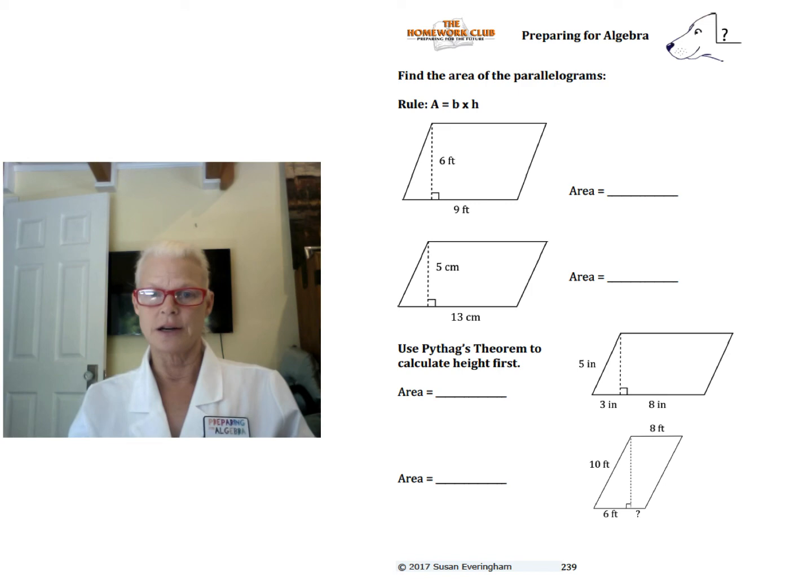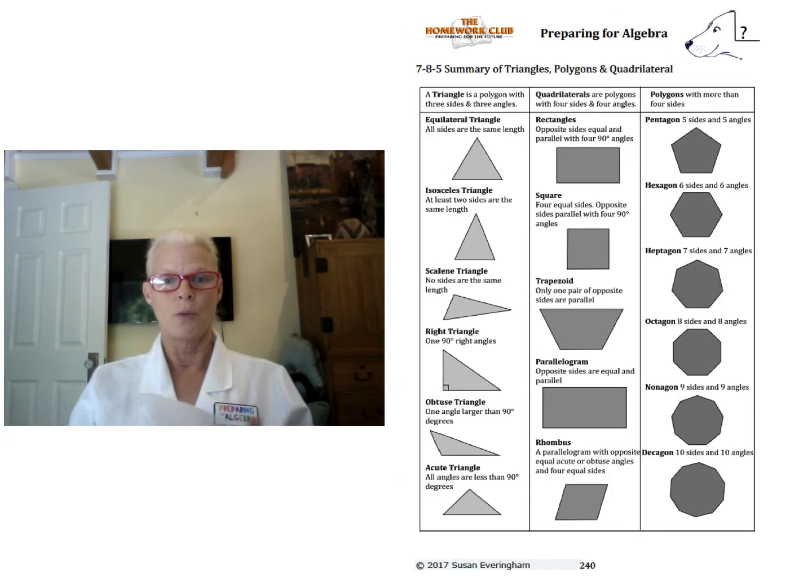Page 239 is practice review on this concept. Go ahead and finish that. And we've got a summary at the end here that you can look at. It's just a summary of triangles, polygons, and quadrilaterals on page 240. There's no problems here, so we'll just go ahead and move on to our last section of chapter 7.